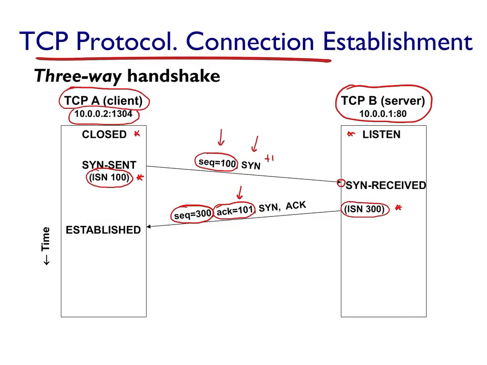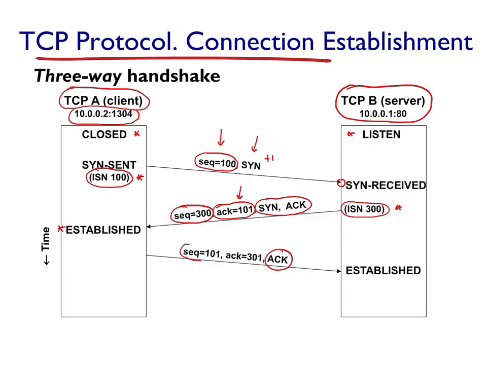My sequence number is 300, and I include the SYN and the ACK, acknowledging your previous segment. At that point, the connection is established from the server side, and then there is one remaining task to be done. The client must send a final ACK.